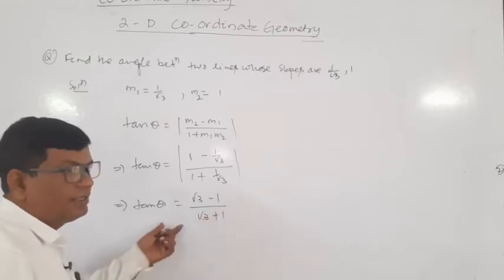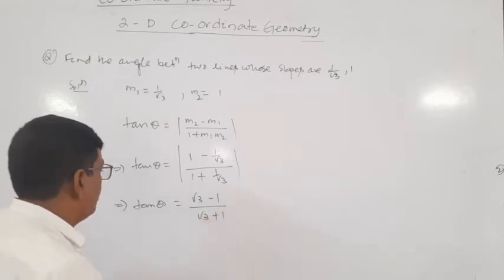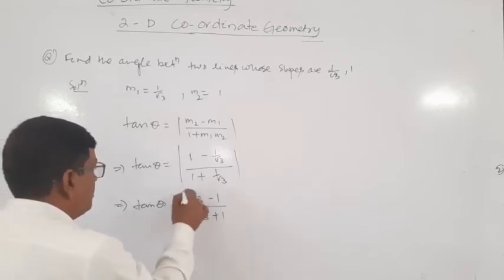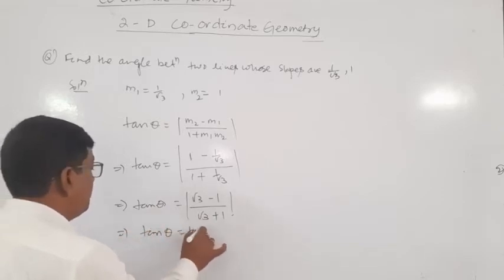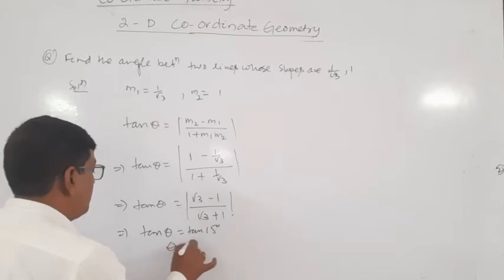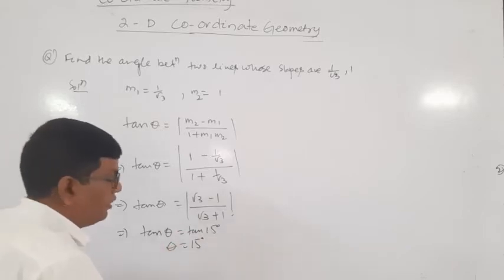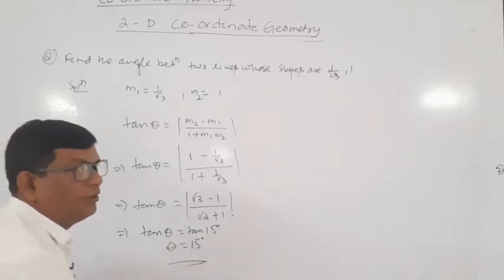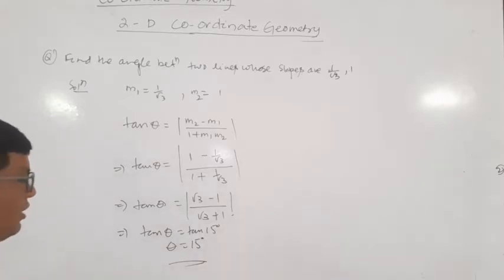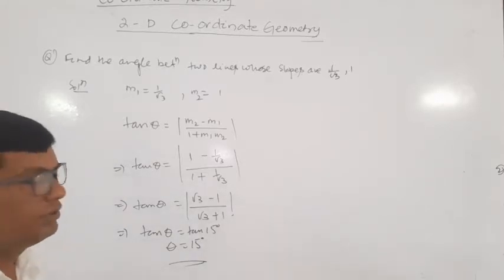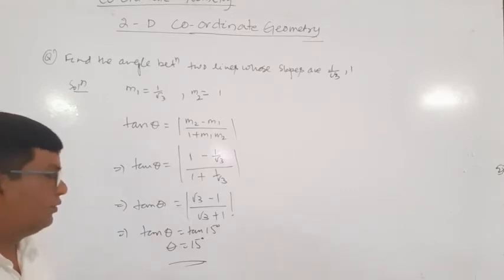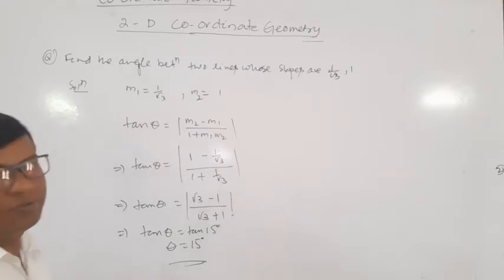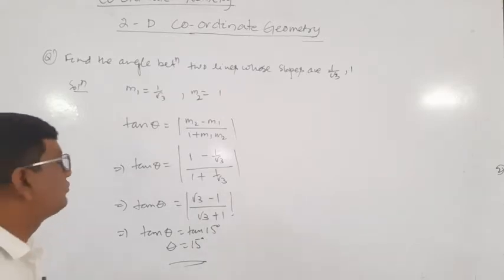What is the angle? This is tan 15 degree. So theta is equal to 15 degree. If one angle is 15, then the other angle is what? 180 minus 15, that is 165 degree.